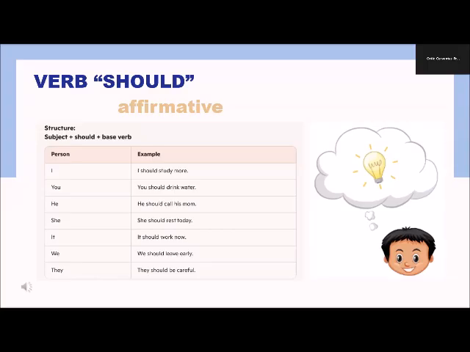Let's start saying that the structure of affirmative sentence is as follows: subject plus should plus base verb. Now check the following examples. I should study more. You should drink water. He should call his mom. She should rest today. It should work now. We should leave early. They should be careful.